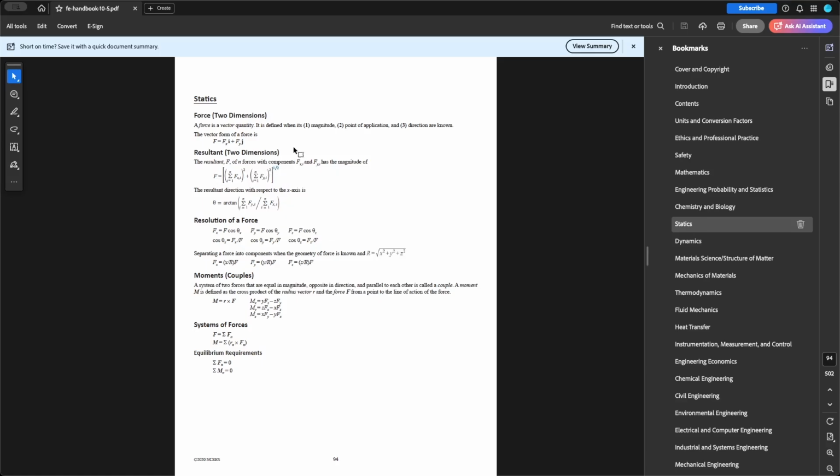But we only have one force in the x direction and one force in the y direction. So we use Fx squared plus Fy squared, and the formula becomes Fx squared plus Fy squared, all raised to the half.